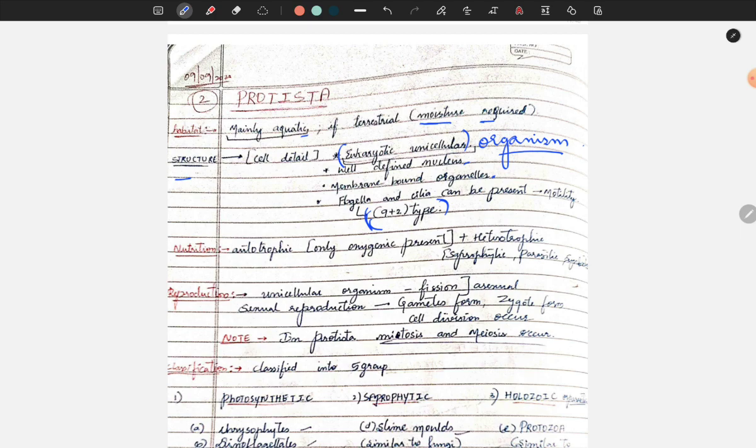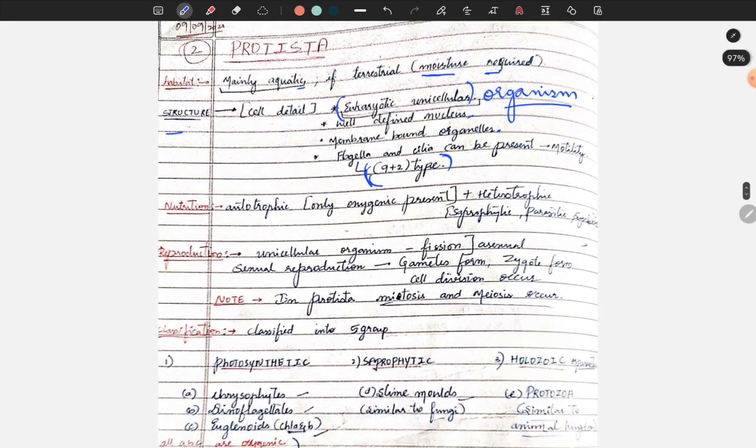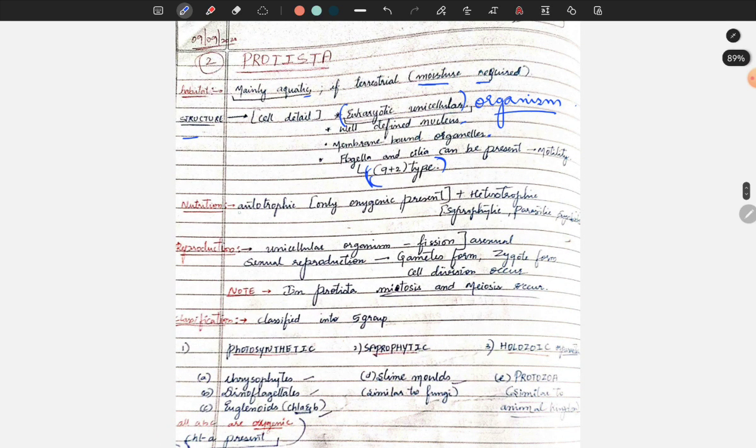Now coming to nutrition types. Mainly Protista are autotrophic, in the sense that they prepare their own food. Only oxygenic nutrition is present in Protista, and sometimes they even act as heterotrophic also, where the types are saprophytic, parasitic, and symbiotic. Parasitic means which gets its food from another host, and saprophytic means which lives on another host. Symbiotic, I'm going to explain in other chapters.